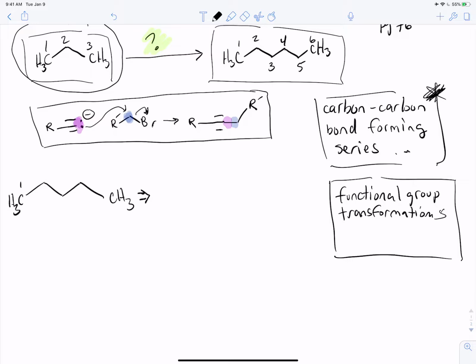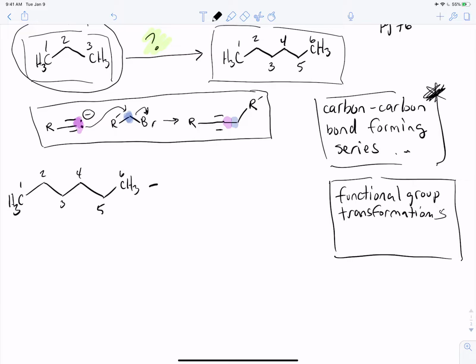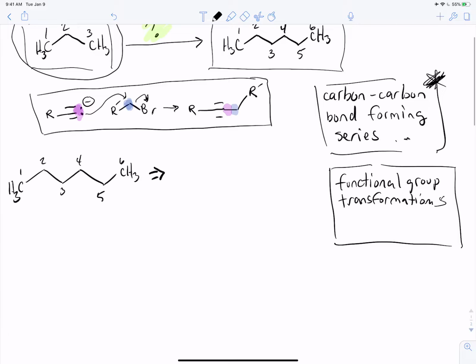So I'm going to go ahead and number this. And you'll see now that I've numbered it that I've actually messed up and lost a carbon, which just emphasizes the importance of numbering your carbons so that you don't lose anything. If it can happen to me, it can happen to you. All right, so let's take a look here.